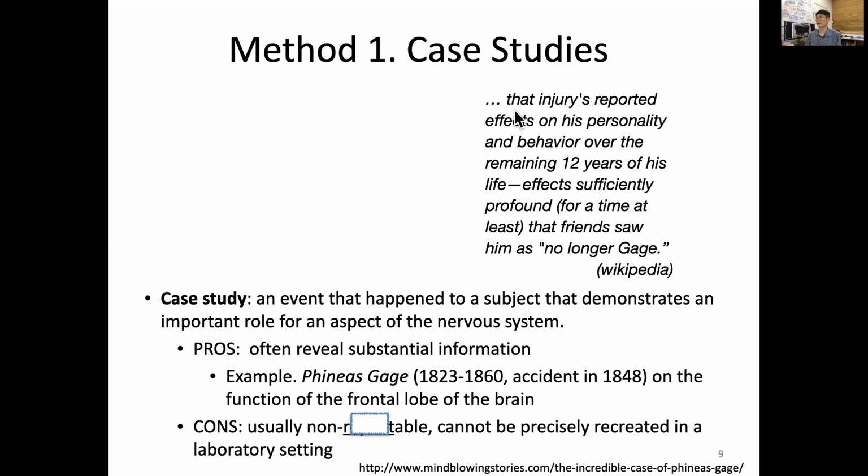So the first method is a case study. It's a very, very famous story of an event that happened to a subject that demonstrates an important role for an aspect of the nervous system. It happened in 1848. There was an accident to Phineas Gage, who was working on a railroad track. There was an explosion, and a big rod passed through his eye and his left frontal brain. And that damaged some part of him.